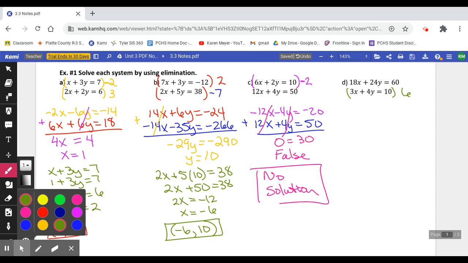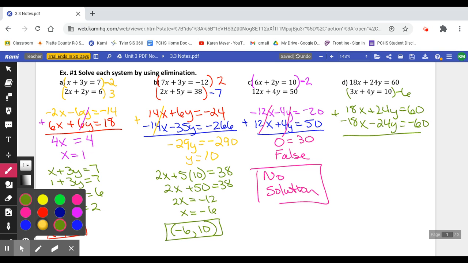Now I check my signs. Oops. They're both positives, so that means one of them has to be a negative. So leave the top one alone. Boom, just write it down. Bottom one, multiply each one by negative 6. So negative 18x minus 24y equals negative 60.